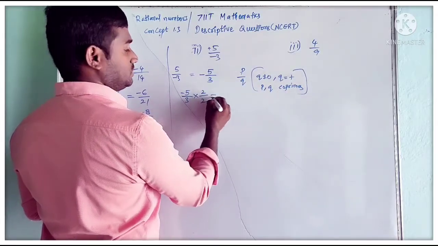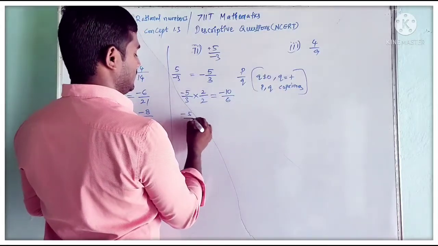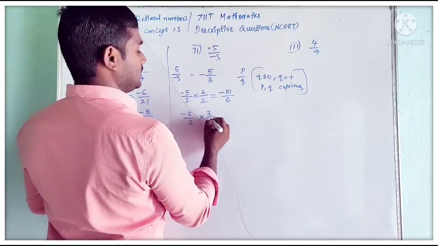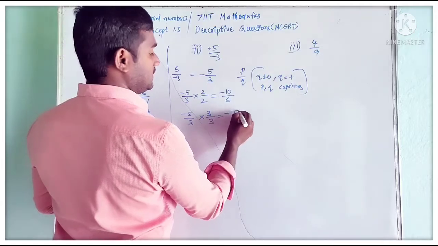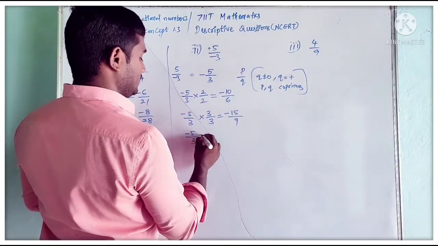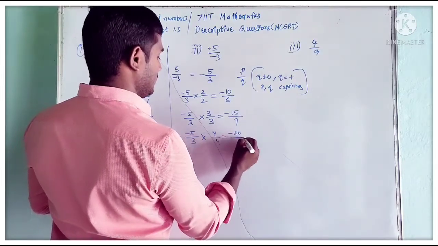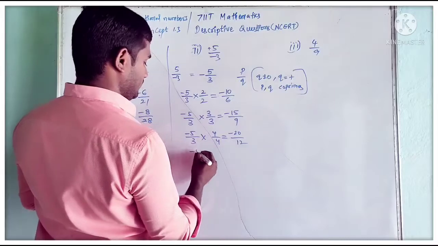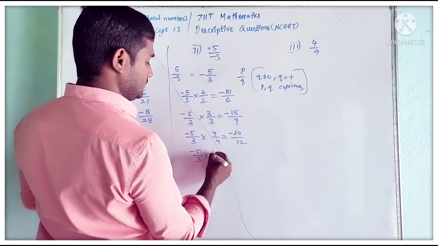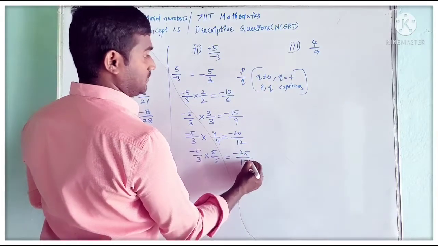So into 2 into 2, which is minus 10 by 6. Minus 5 by 3 into 3 into 3, which is equal to minus 15 by 9. And minus 5 by 3 into 4 into 4, that is equal to minus 20 by 12. And minus 5 by 3 into 5 into 5, which is equal to minus 25 by 15.